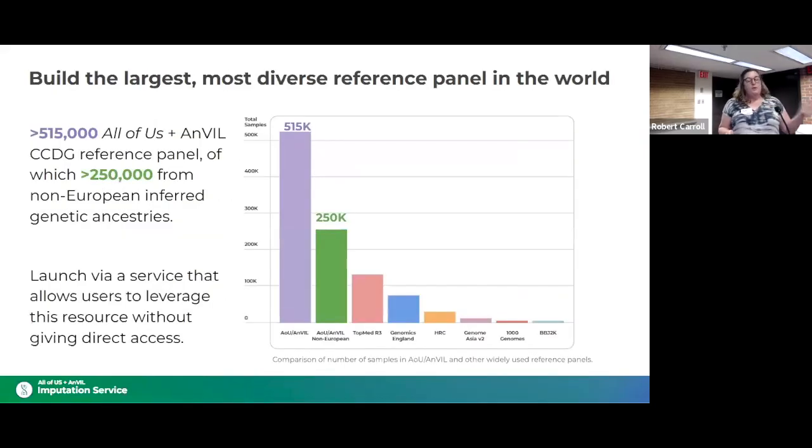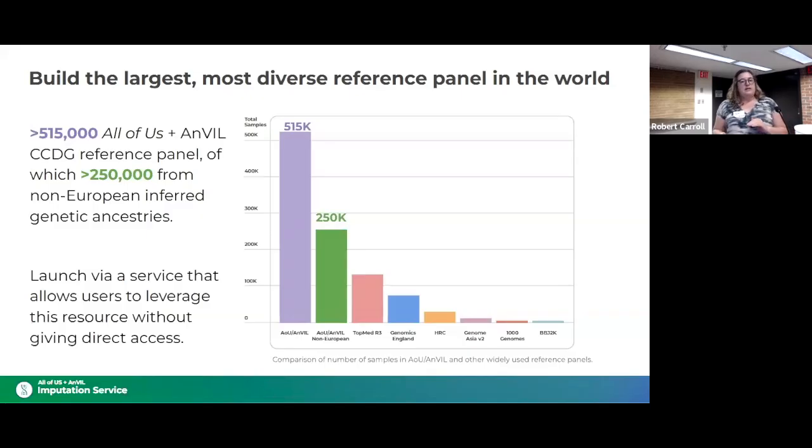So to try to help solve this problem that we're seeing in the field, we have built the largest, most diverse reference panel in the world to use with our imputation service. And that's thanks to the All of Us program and the AnVIL Center for Common Genomics for allowing us to combine data from these two biobanks in this way. So our reference panel is over 550,000 samples. 250,000 of those are from non-European inferred genetic ancestries.